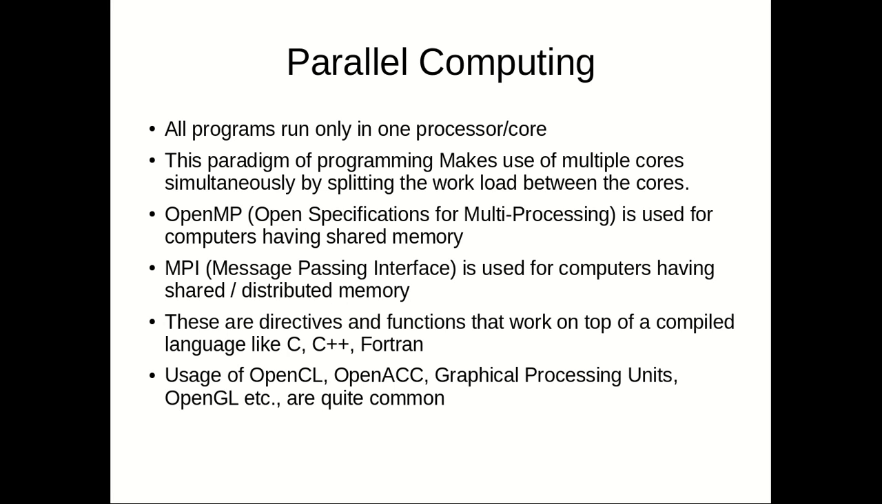There are also some procedures wherein you can use OpenMP and MPI together, but I'm not sure how. I heard that there are procedures to combine these two and run them simultaneously, but I might be wrong. These are actually functions, subroutines, and directives that work on top of a compiled language. These two do not work separately. Rather, they are just additional features to programming languages like C, C++, or Fortran.